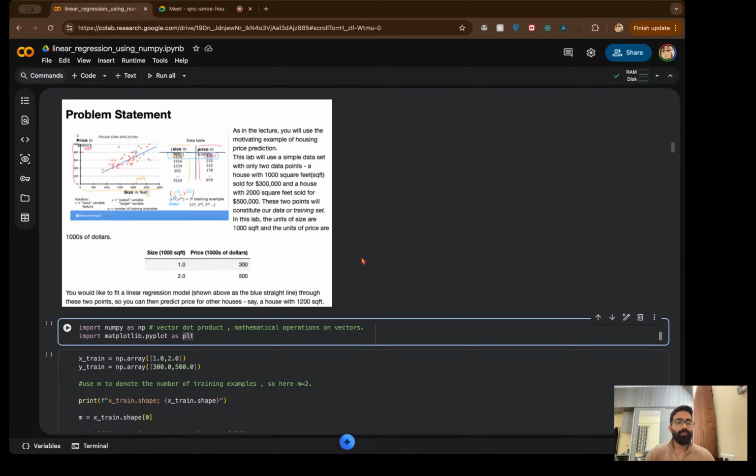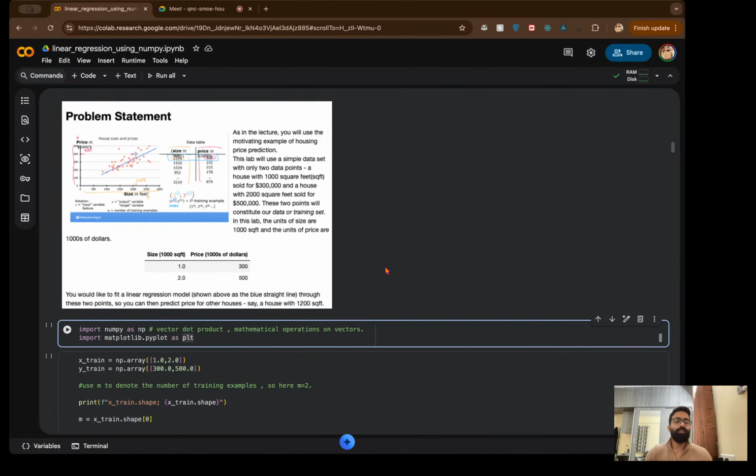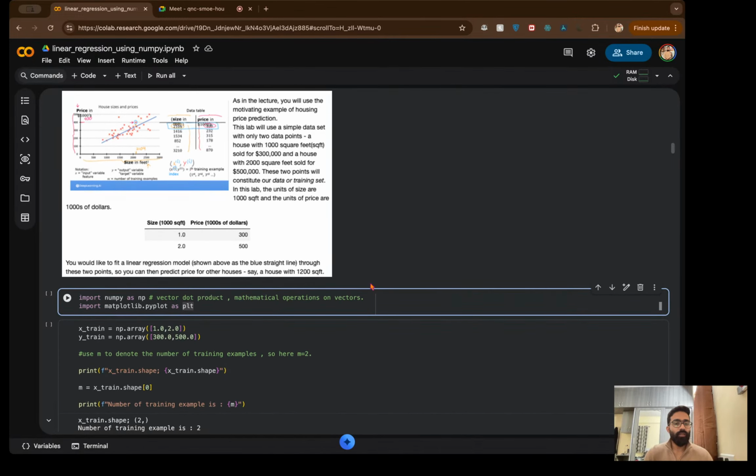I think the 80% is the training set, and the 20% is a testing set, right? Testing set, correct. Okay. So that's what we are going to do.